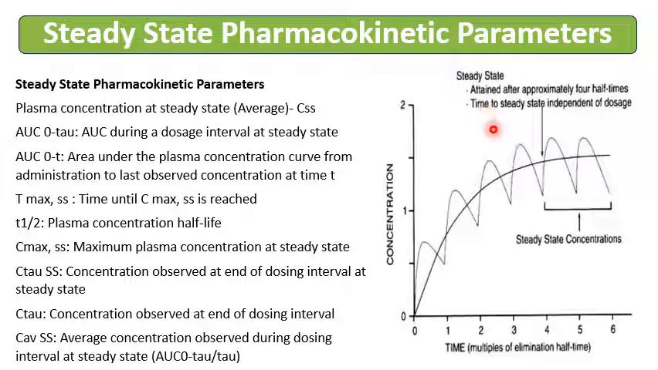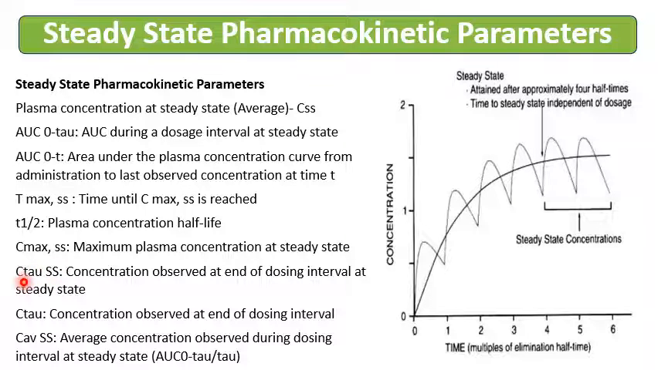These are also known as the multi-dose pharmacokinetic studies, because these are the studies which involve the administration at multiple time points. Then Tmax SS. This is the time until the Cmax is reached, and Cmax is steady state Cmax. Then T half or T1/2, plasma concentration half-life. Cmax SS, maximum plasma concentration at steady state. C tau SS means concentration observed at the end of dosing interval at steady state.